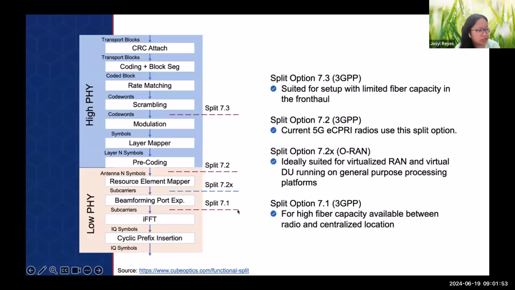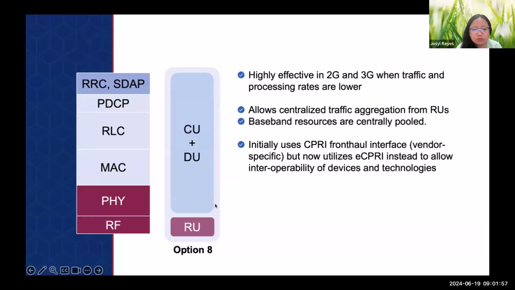For functional split 7. Then functional split 8, kung saan yung RU is just assigned the RF. This is good for the 2G and 3G when the processing rates are lower.